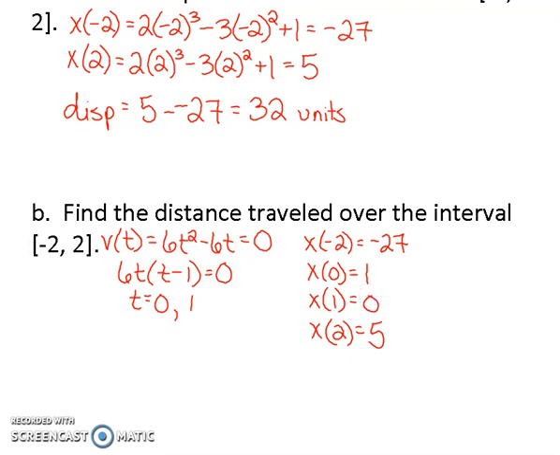So then we have to find the displacements for each of these intervals. So to go from -27 to +1 is a total of 28 units. To go from 1 to 0 is a displacement of -1, but the distance traveled is +1. And then to go from 0 to 5 is 5 units. Add those all together. So the distance traveled is a total of 34 units.